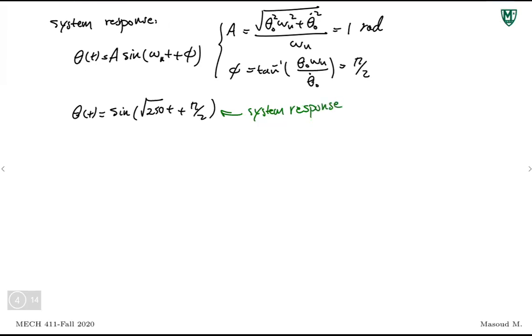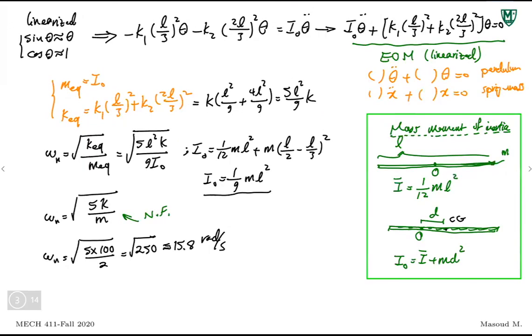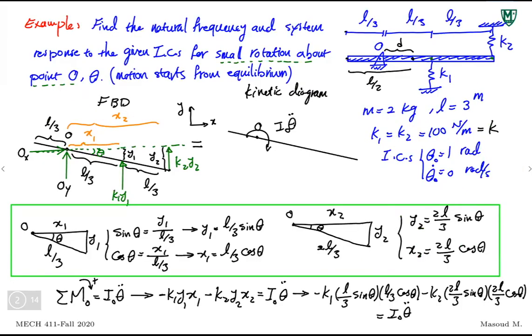There you go. So we got both the system response and natural frequency for a system. We could find time period, obviously, from natural frequency. That's what we were asked to do.